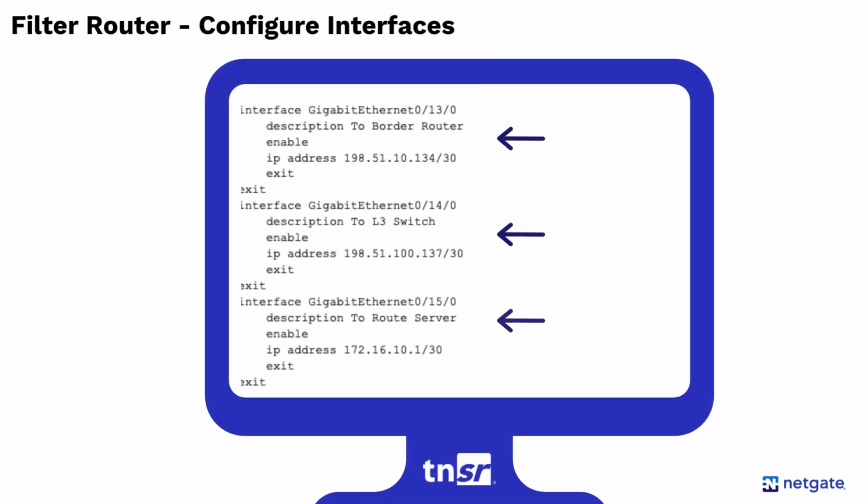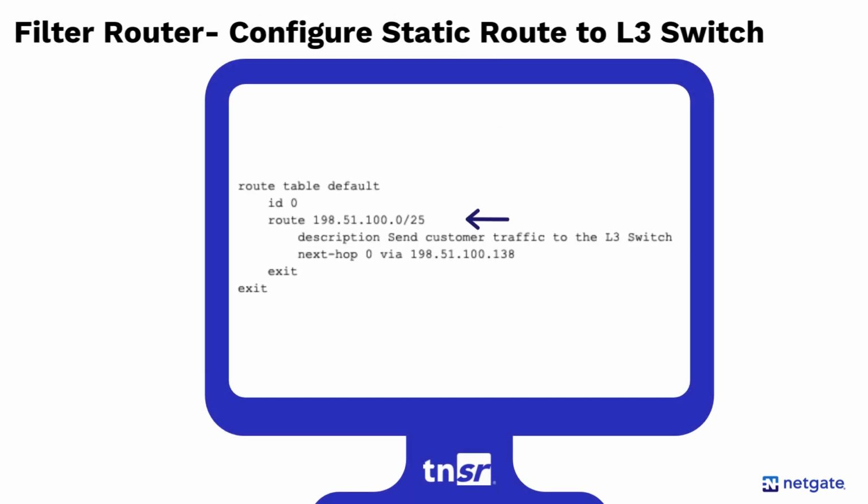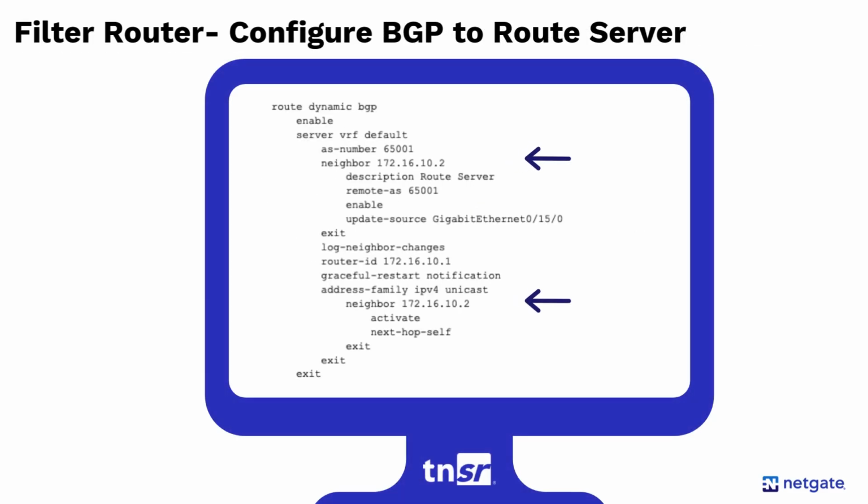On the filter router, configuration is equally simple. Again, we will configure our 3 interfaces. The first one is pointing towards the edge router. The second interface is pointing towards the layer 3 switch. And the third interface is connected to a route server, which will use BGP to advertise prefixes to the filter router. The filter router will also require a static route that forwards the customer networks down to the layer 3 switch.